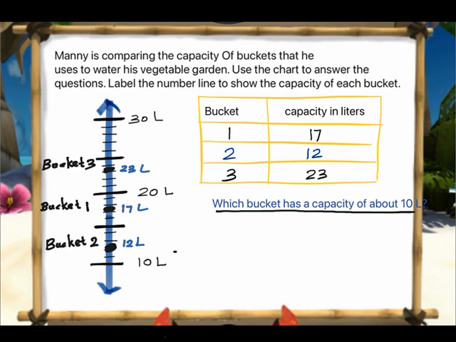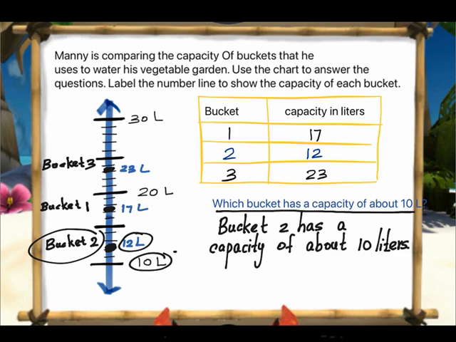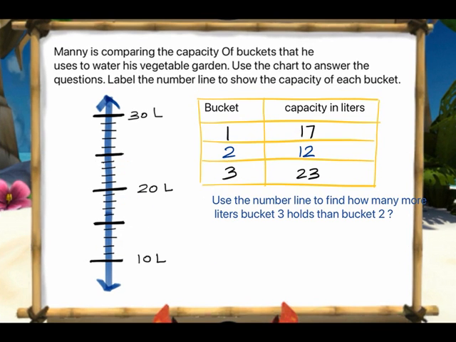Which bucket has a capacity of 10 liters? So we can notice that bucket 2 is closest to 10 liters. So it has a capacity of about 10 liters. Bucket 2 has a capacity of about 10 liters because it is very close to 10 liters.